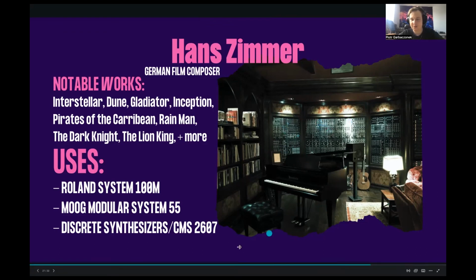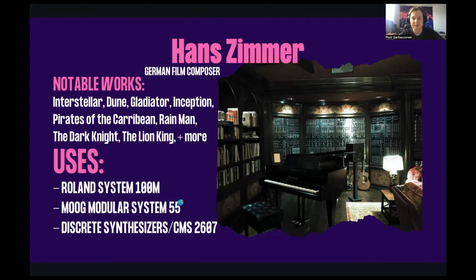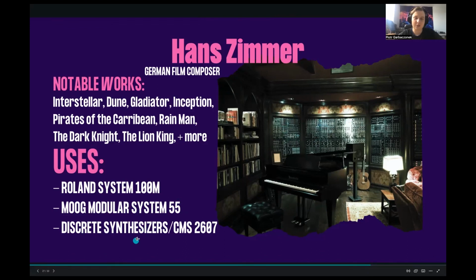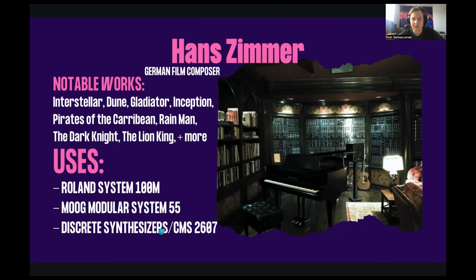And then in his studio, he has a lot of gear. I know that on The Dark Knight, he used the Moog System 55, and also he has a lot of synthesizers, let's be honest. But another one that he uses is a custom discrete synthesizer CMS 2607, which is a copy of an ARP 2500 from the early 70s. And this stuff is custom made and quite rare, so it does not really have a format to itself, but that's where you get into the custom world.